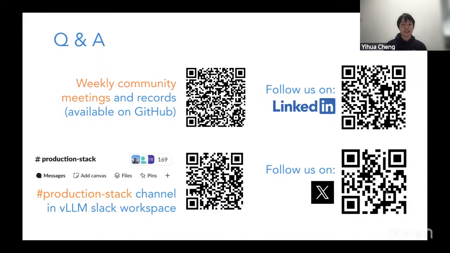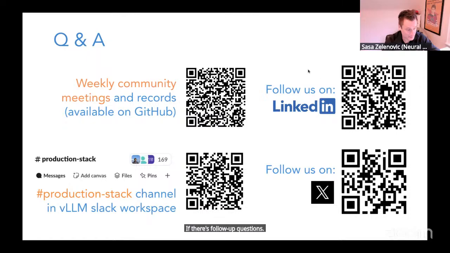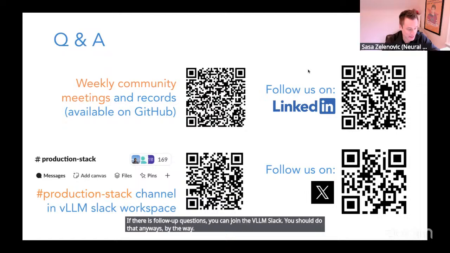I think that's all the questions from the Zoom chat. Any other questions? If there are follow-up questions, you can join the vLLM Slack. You should do that anyway, by the way. There is the production Slack, you can see the QR code right there. It's a great place to ask questions.